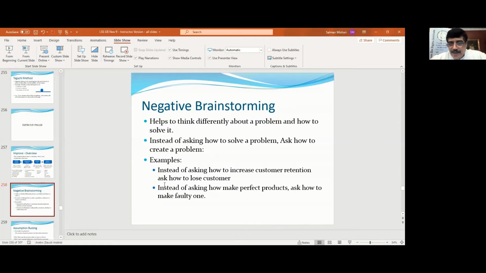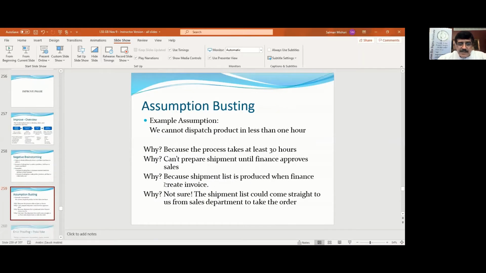So, for example, instead of asking how to increase customer retention, ask how do we lose customers? And once you know what it takes to lose a customer, all you need is to do the exact opposite. Or instead of asking how to make a perfect product, ask how to make a faulty one. So you could come up with ideas on how the problems arise, so you can fix them. So that's one tool, negative brainstorming, and it's very simple, but it's an effective one.